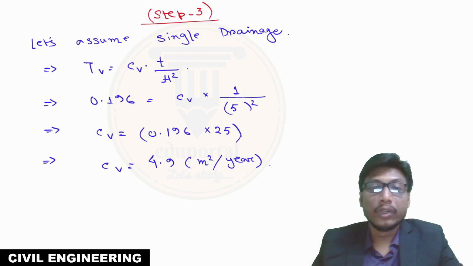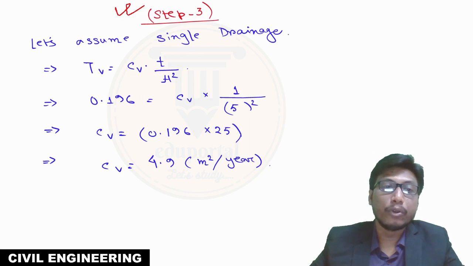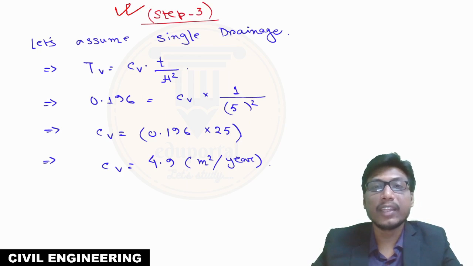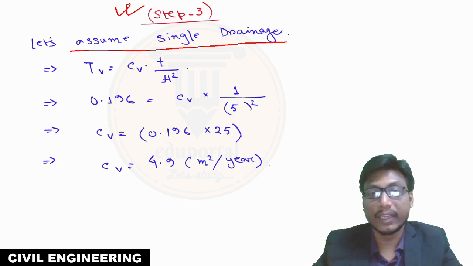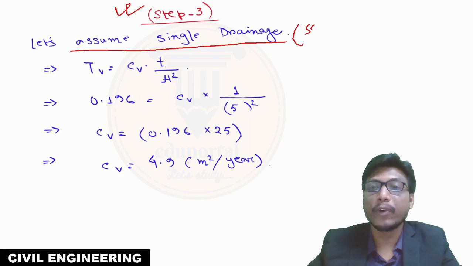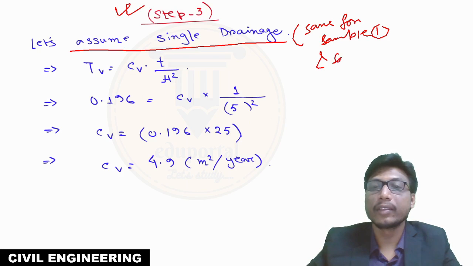Now the next step, step number 3. The type of drainage is not given, so let's assume single drainage. If for sample 1 we take single drainage, for sample 2 we will also have to take single drainage. So this is the same for sample 1 and sample 2.